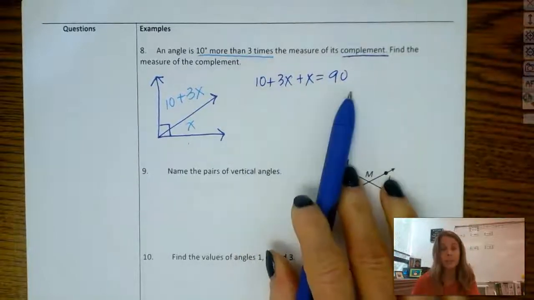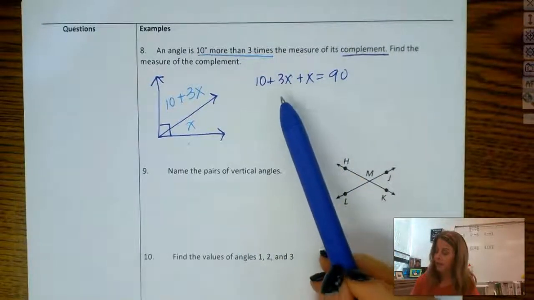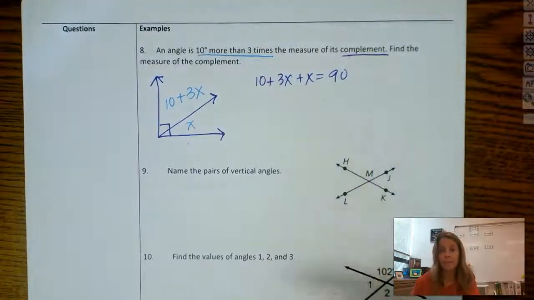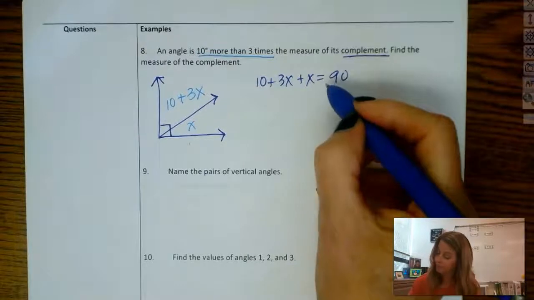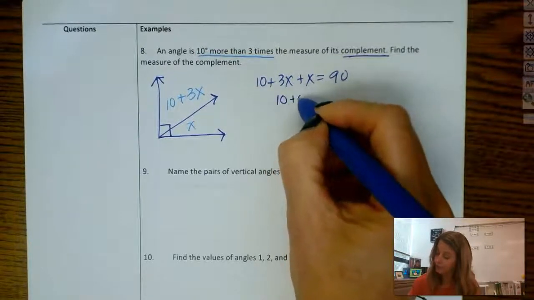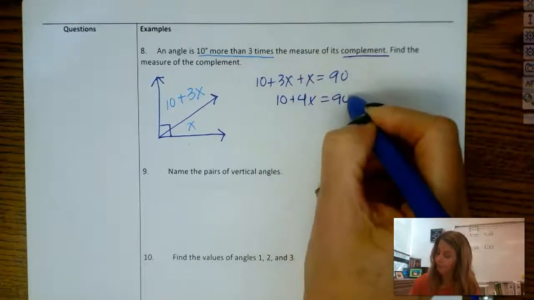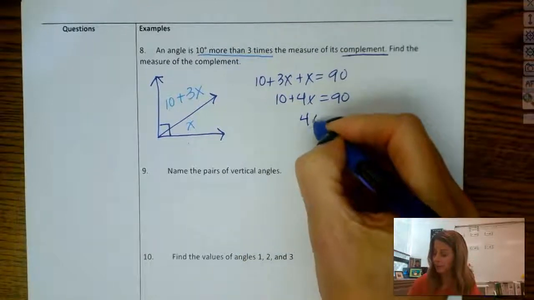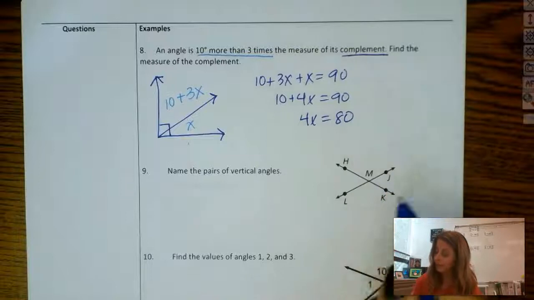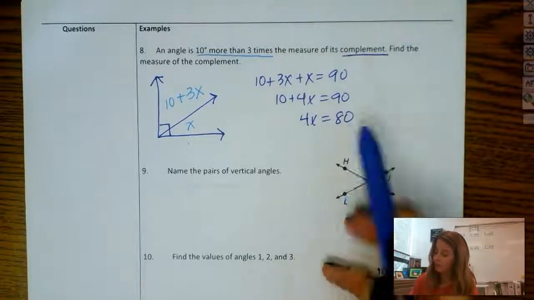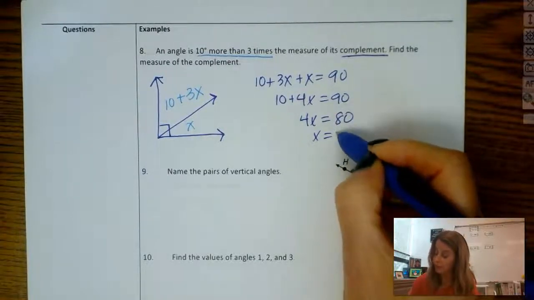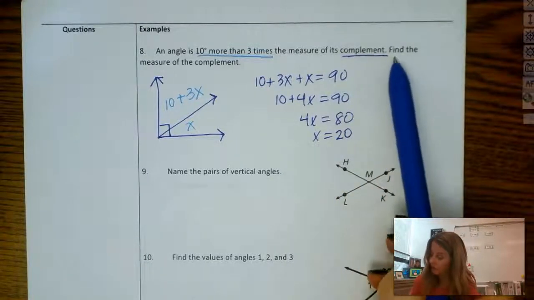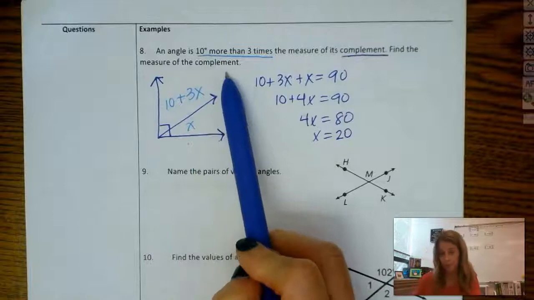So this is the angle addition postulate we just did. We added the two angles together to get the third. Now we have a pretty simple equation we can solve. Combine like terms. I would take away 10, so I would have 4x equals 80. And then divide by 4, looks like we get 20. Okay, find the measure of the complement.